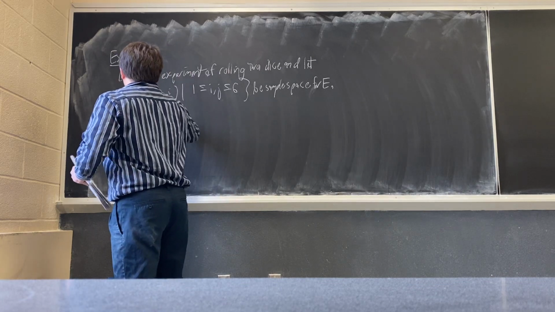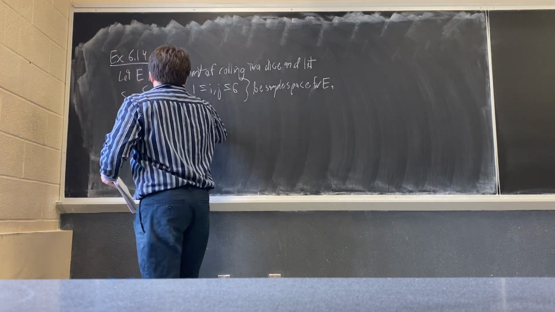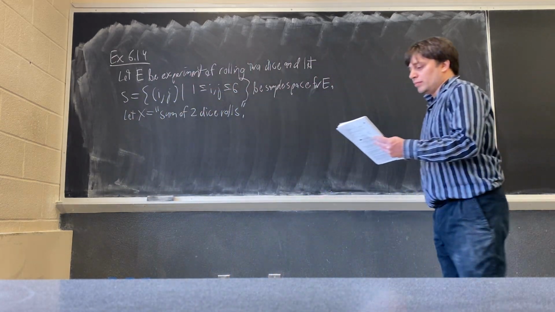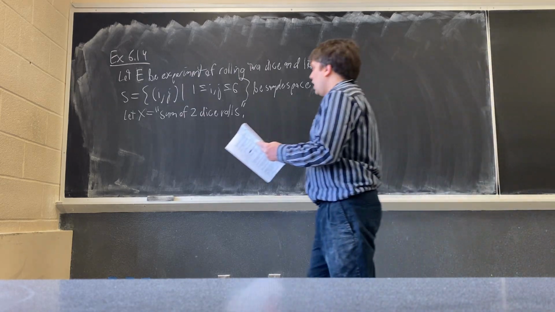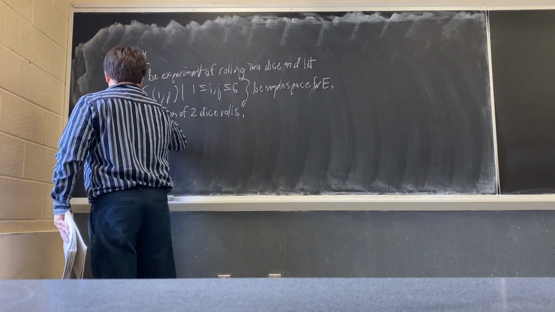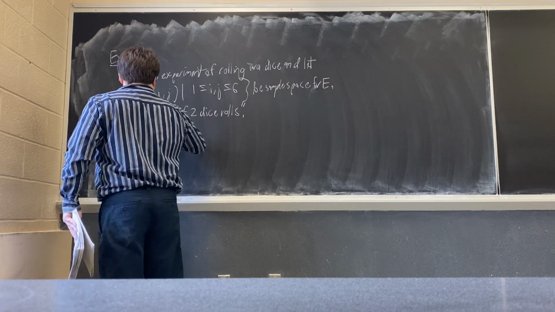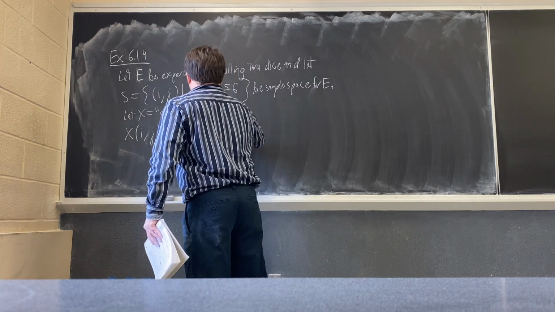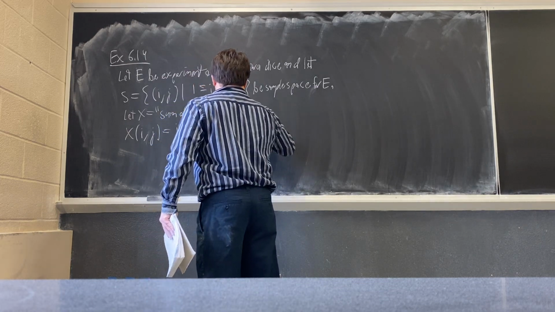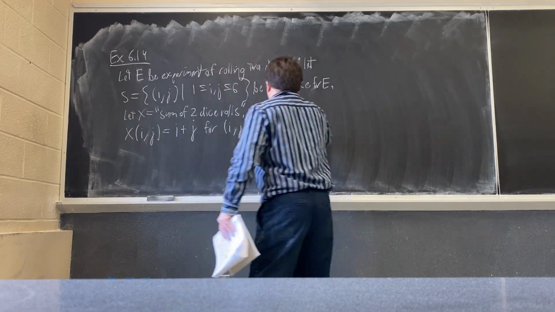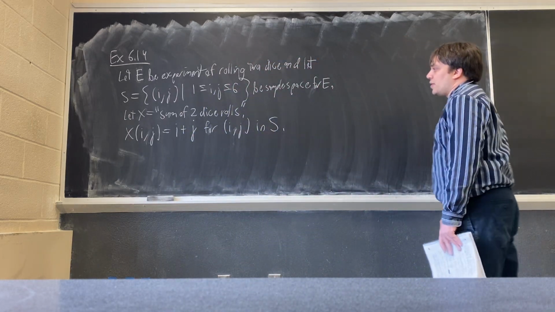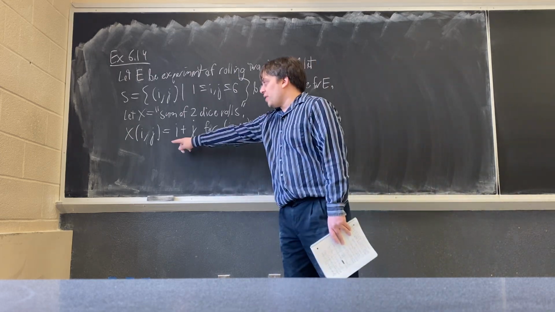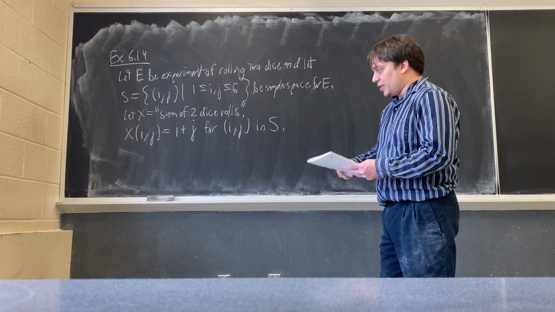Let capital X equal the sum of the 2 dice rolls. And so what that means is that X of (i, j) is equal to i plus j, for (i, j) in capital S. So for any ordered pair in our sample space, you just take X of (i, j) as the sum of i and j. It's the sum of the 2 dice rolls.